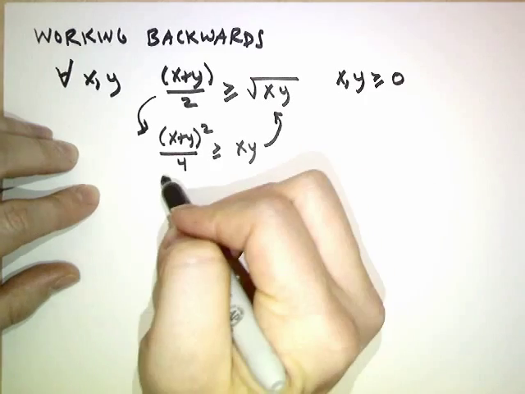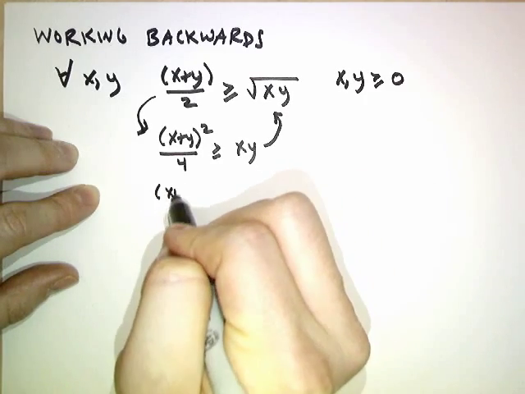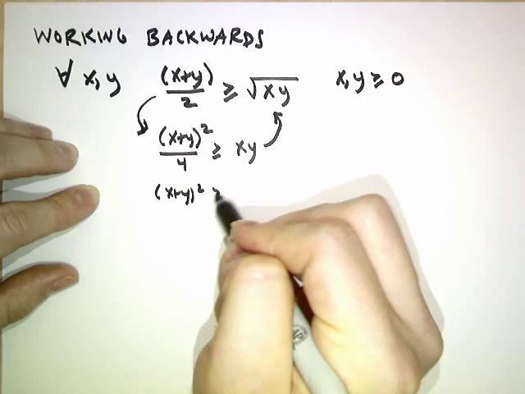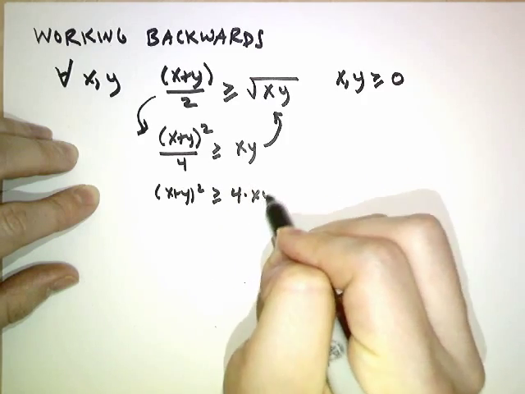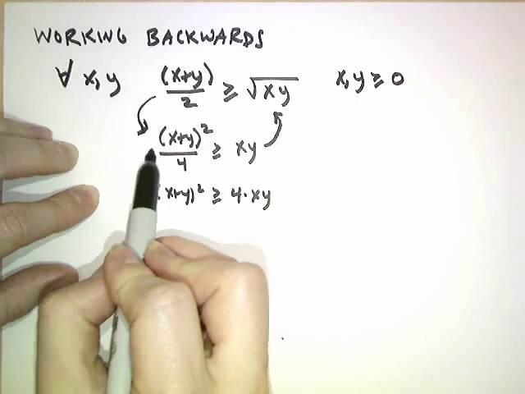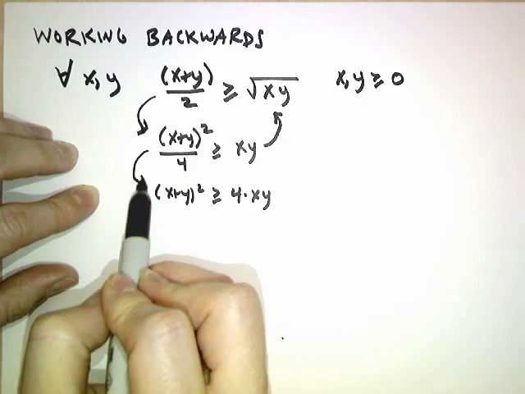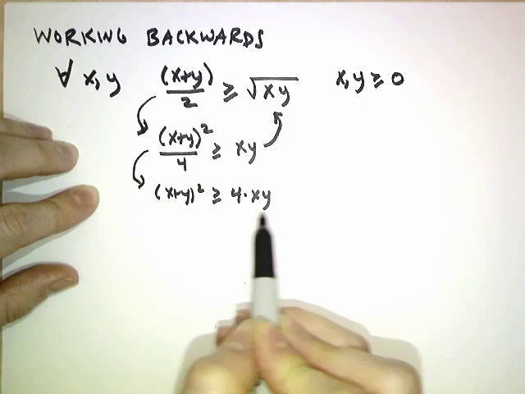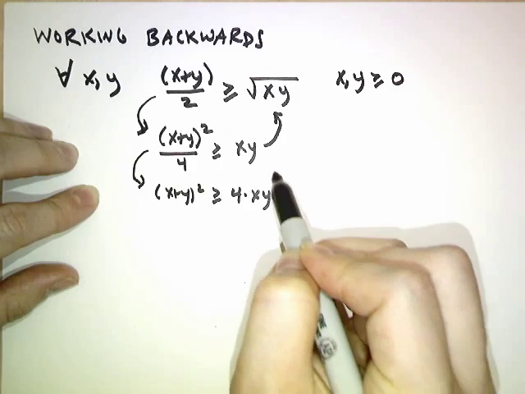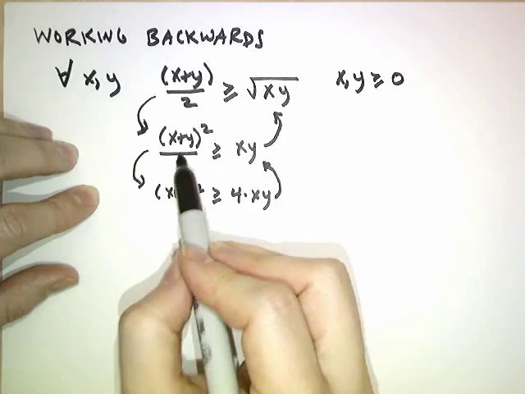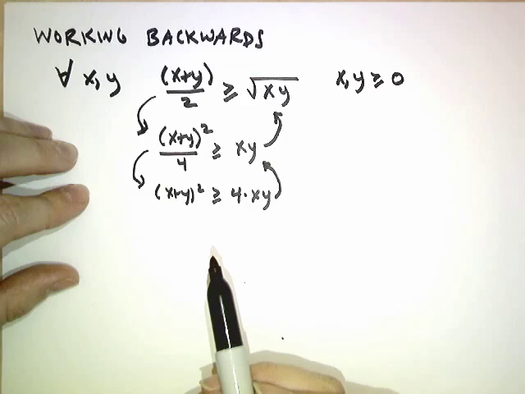Let's multiply both sides by 4. (x plus y) squared is greater than or equal to 4 times xy. Once again, this statement implies this statement, but also if you started here and divided by 4, you would get this statement. These two lines are equivalent.